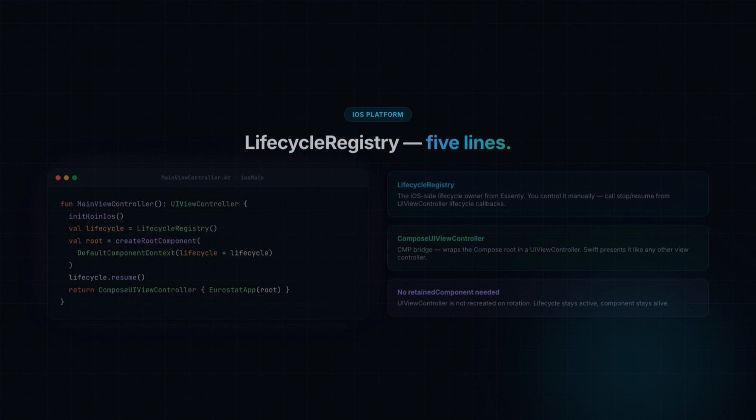Open MainViewController.kt in Compose App iOS main, also 5 lines. Call init to create a lifecycleRegistry. Call create component, passing a default component context built with that lifecycle. Call lifecycle.resume. Return Compose MyEuroStatApp with EurostatApp. lifecycleRegistry is the iOS side lifecycle owner.